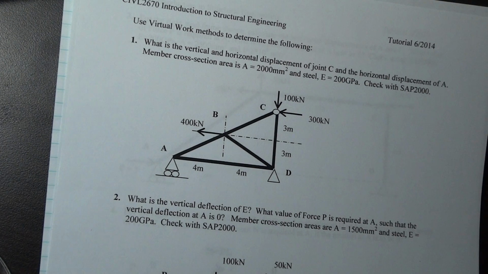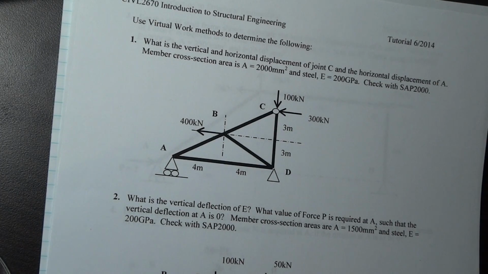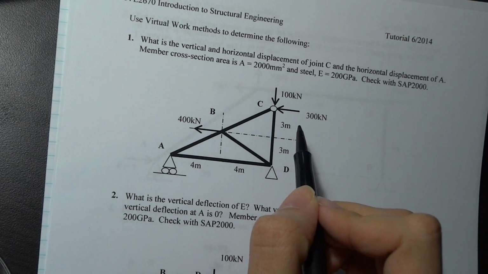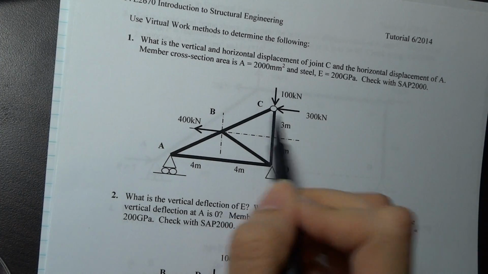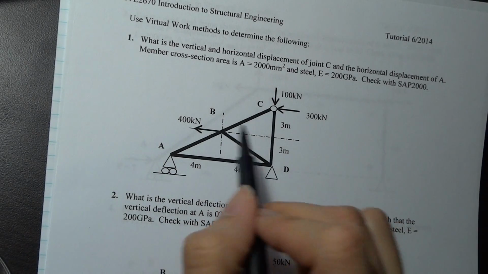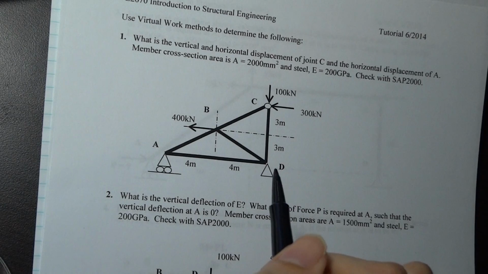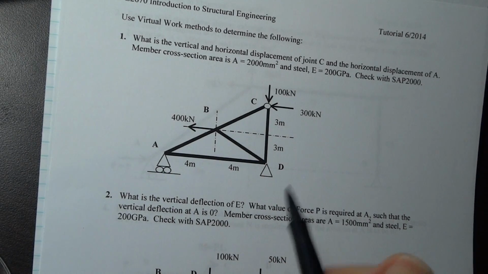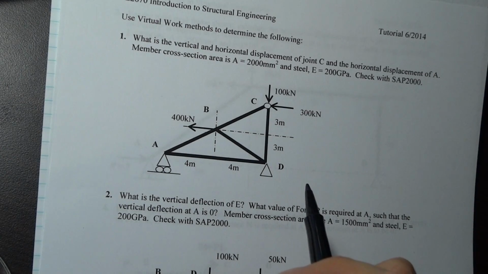Usually we use the word virtual to imply something that does not actually exist, right? And so virtual work in this case is referring to the fact that we're applying a virtual force. For example, we have 400 kilonewton, 100 kilonewton, 300 kilonewton forces. We're going to apply a virtual force that is minuscule compared to these forces, and that will not affect our overall system, but it'll allow us to calculate deflections. Unfortunately, although we're using a virtual force, it is not a virtual amount of work.